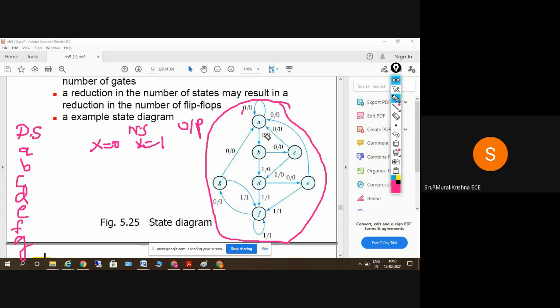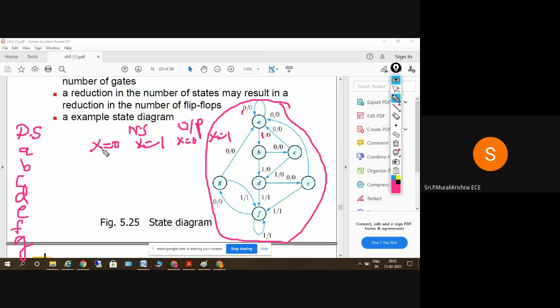So when the input is 1, it will go to the state B, and the outputs are 0, 0. So the outputs are for x equal to 0 and x equal to 1.